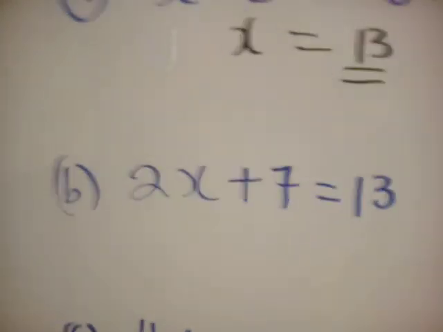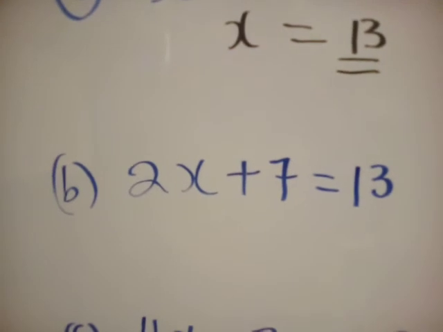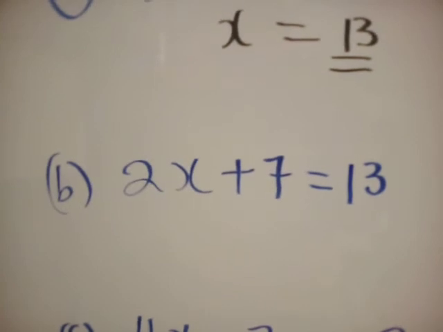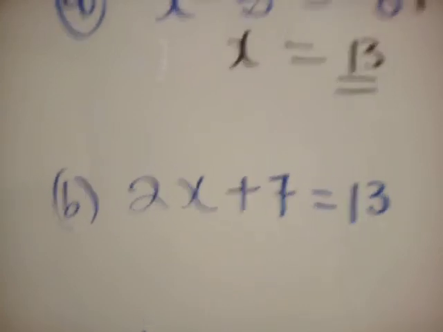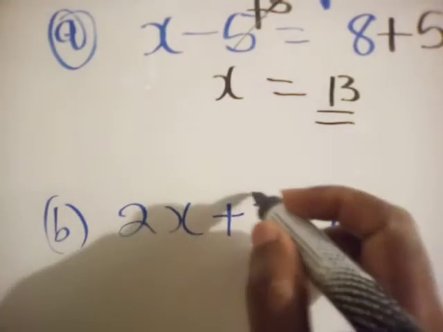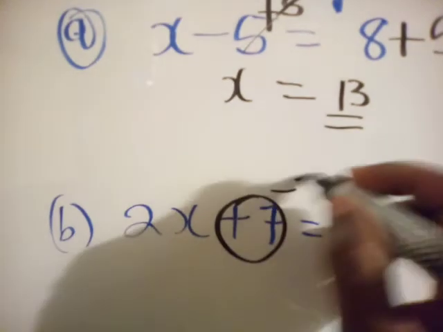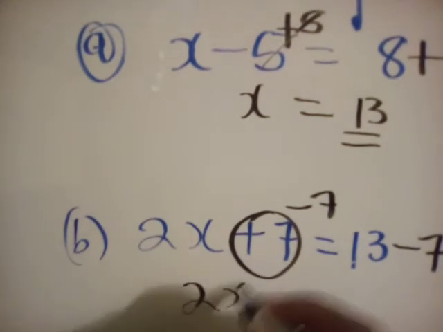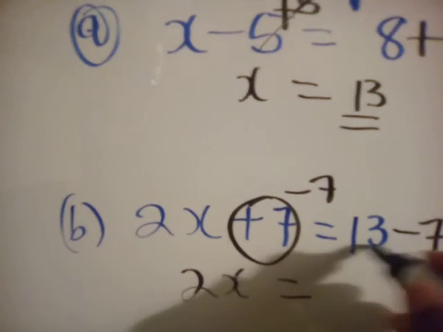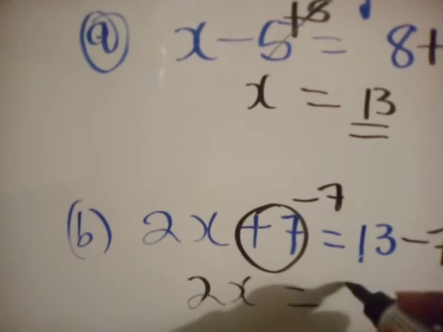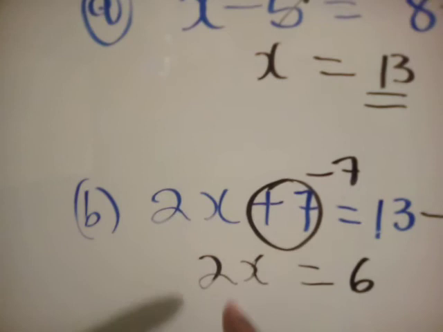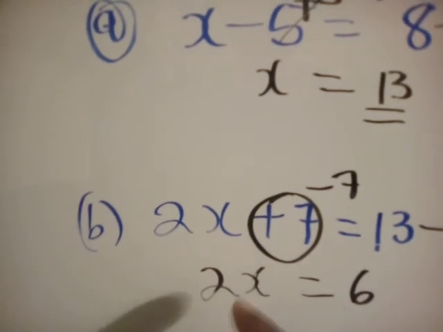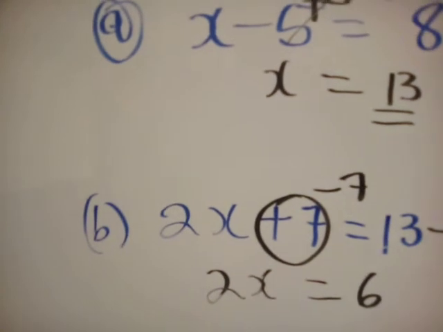Alright, this one says 2x plus 7 is equal to 13. So x is a number such that when you multiply it by 2 and you add 7, you get 13. Now, as we say, the inverse: first get rid of this plus 7 by minus 7 or subtract 7. What you do to one side, you do to both sides. So 13 take away 7 leaves 6. Now, what this means is 2 multiplied by x equals 6. So 2 times a number is equal to 6.